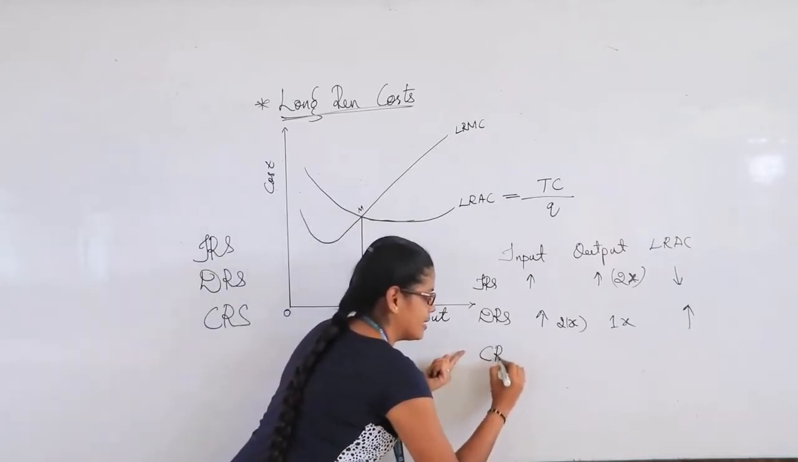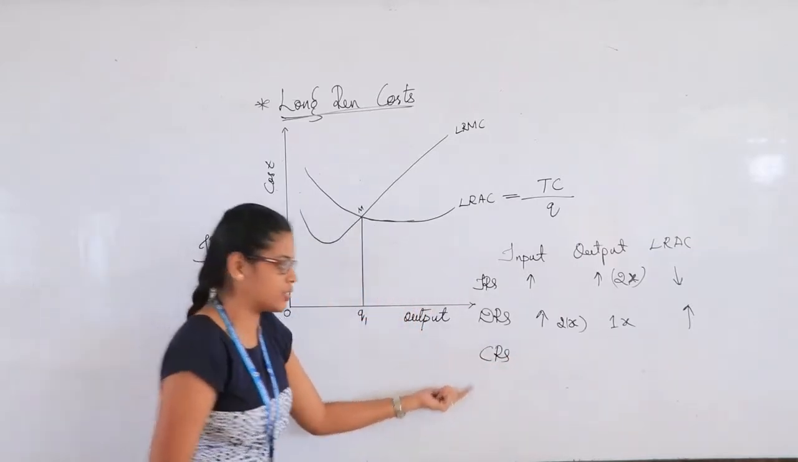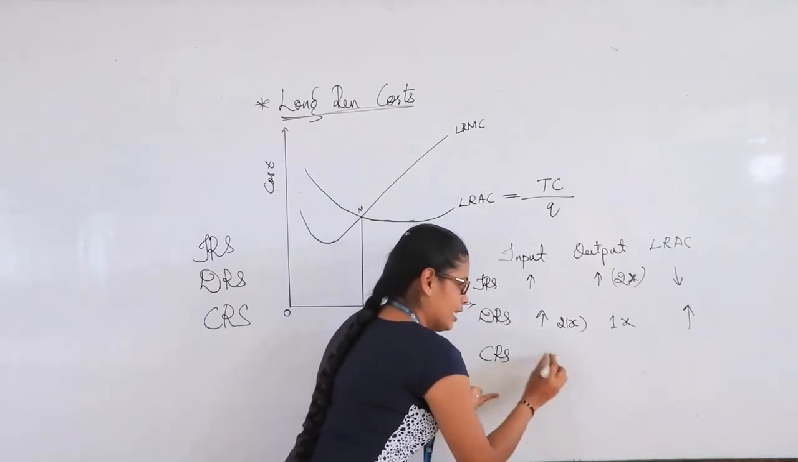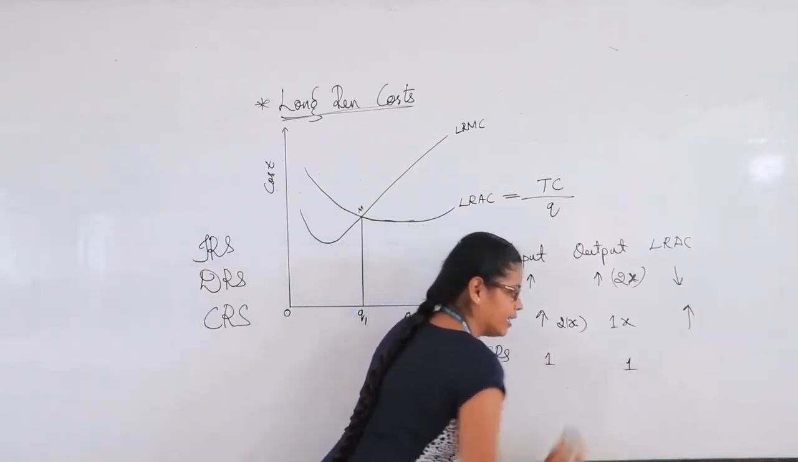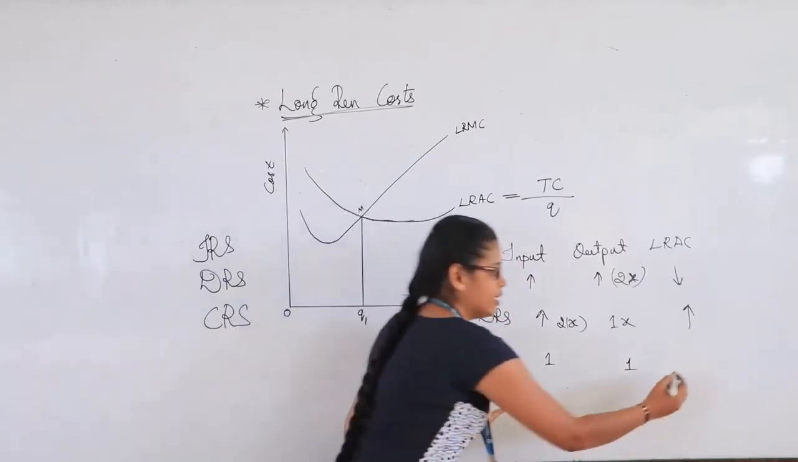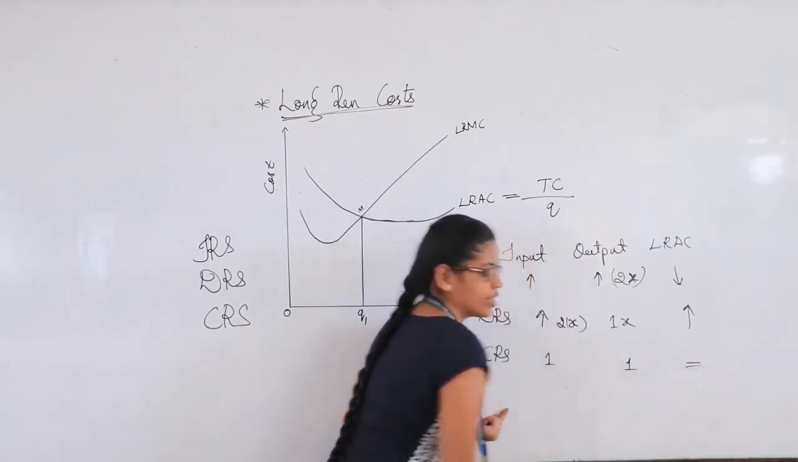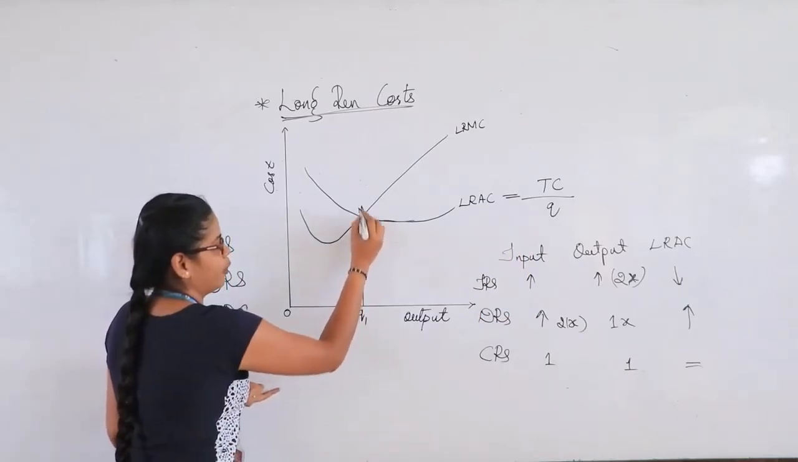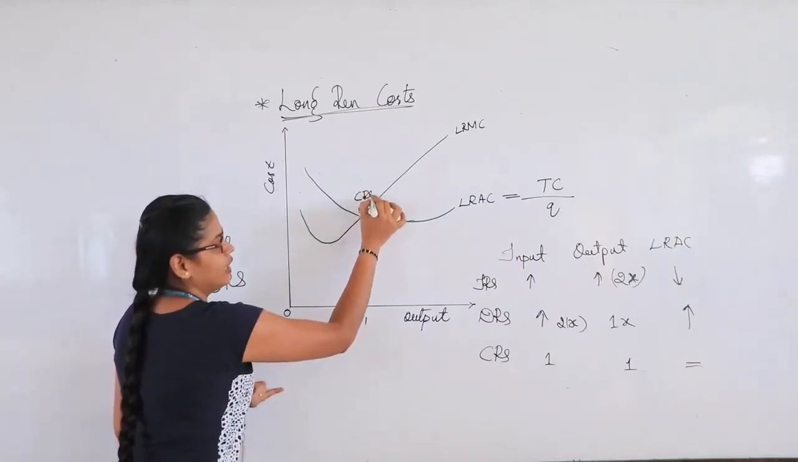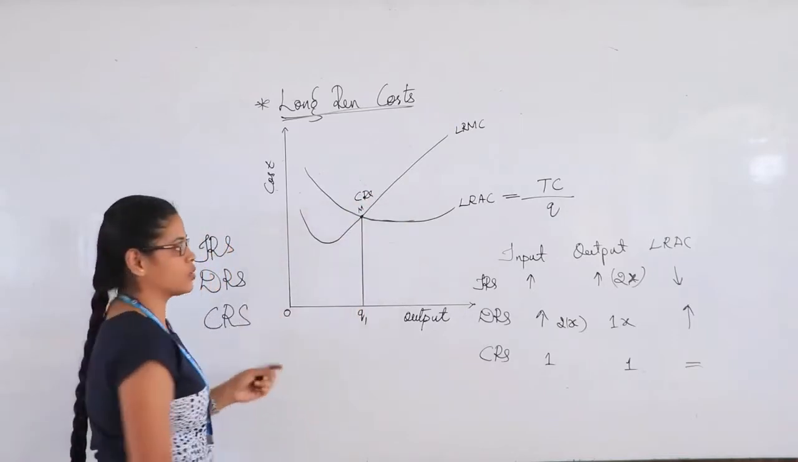And when there is a constant returns to scale, here even in the inputs it is 1 unit and here also it is 1. So that's the reason here it is constant, okay? So this point is the point wherein we call it the constant returns to scale.